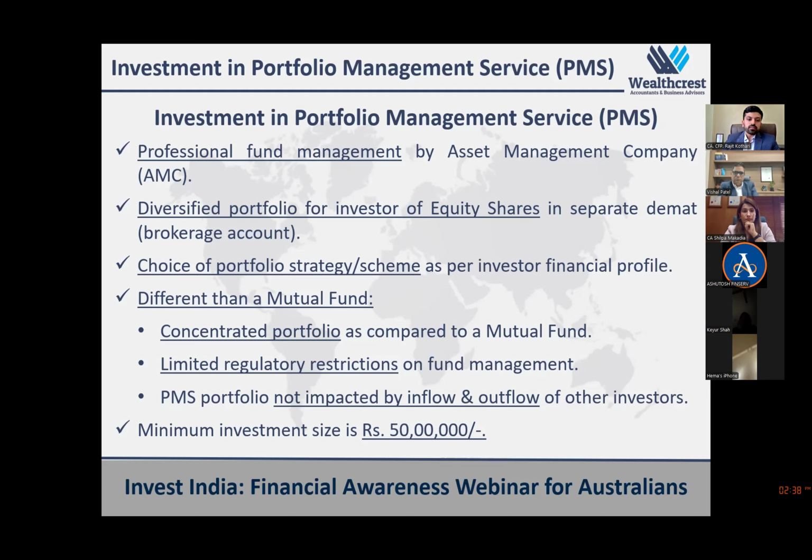The kind of regulatory restrictions which are there in case of a PMS are lesser in terms of the sector specific cap, stock specific cap, whereas in case of a mutual fund are greater. For example, a mutual fund cannot own more than 10% in a particular stock. So this gives a free hand to a portfolio manager, a PMS fund manager, to take greater calls with flexibility as per the kind of opportunities that the person is seeing.